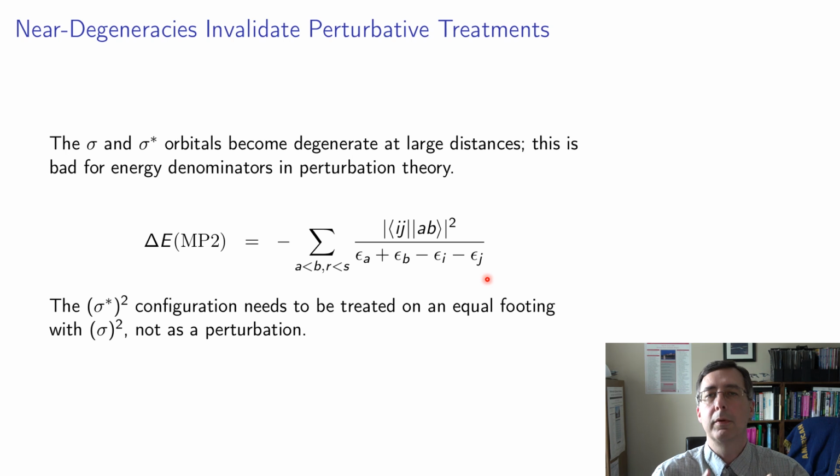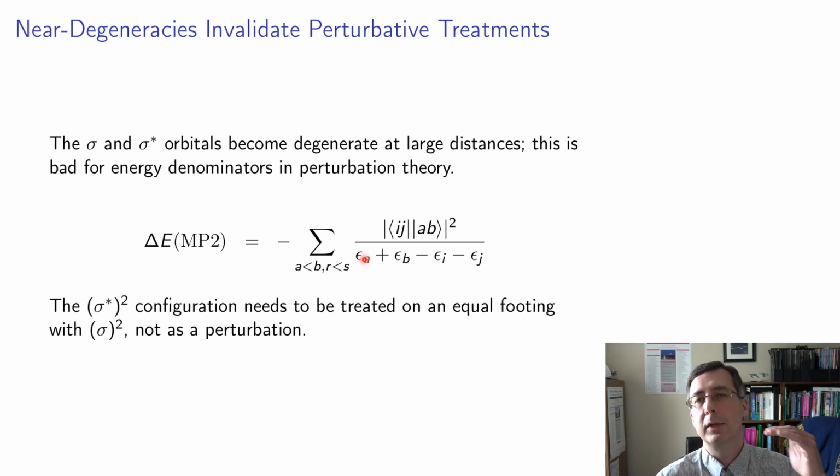So sigma squared becomes degenerate with sigma star squared, and this is a spin orbital expression. If I have 2 electrons corresponding to the sigma orbital, sigma alpha and sigma beta, and if I have 2 electrons corresponding to sigma star, alpha and beta, they'll all become degenerate, and this denominator goes to 0. And I have a negative energy correction, so I divide by 0, the energy crashes down to negative infinity.